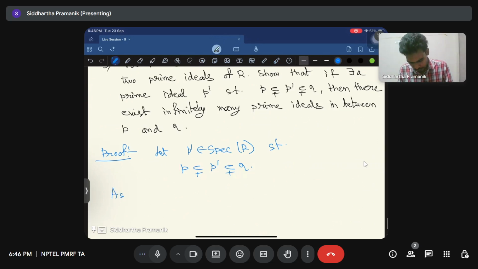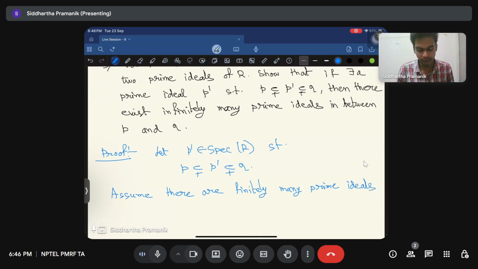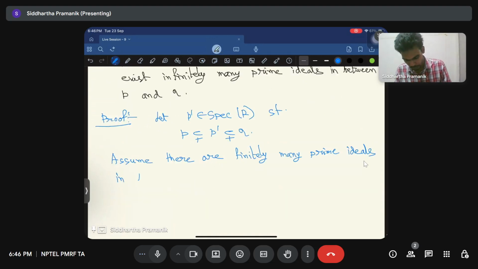So we will prove this by contradiction. So we are assuming that there are finitely many prime ideals in between P and Q. Then we have to find some contradiction.